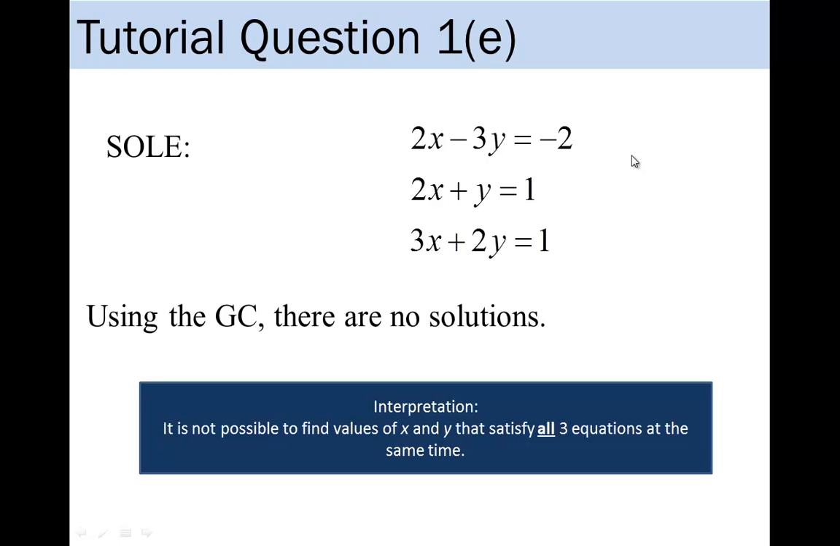For instance, if I were to solve the first two equations by themselves, I would get a set of values for x and y. However, upon substituting this into the third equation, it would not satisfy the third equation. So this is what I mean by I am unable to find values of x and y satisfying all three equations at the same time.